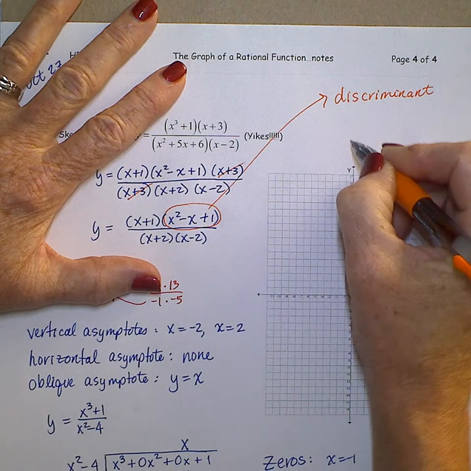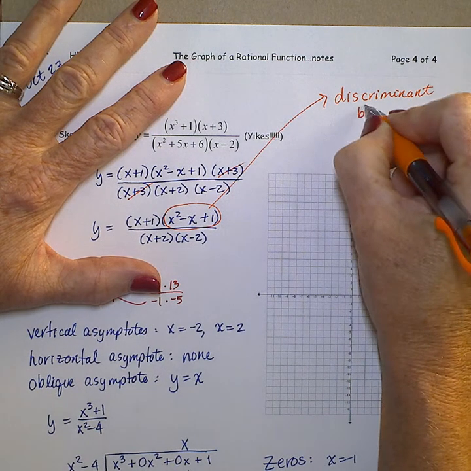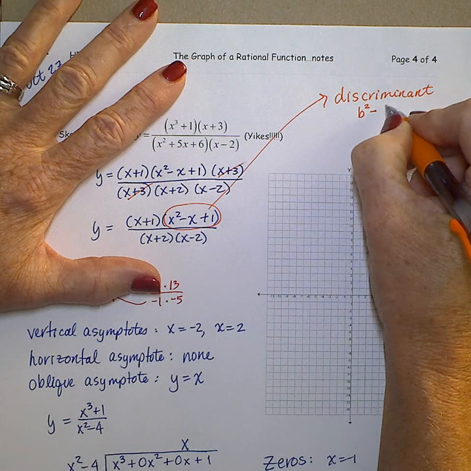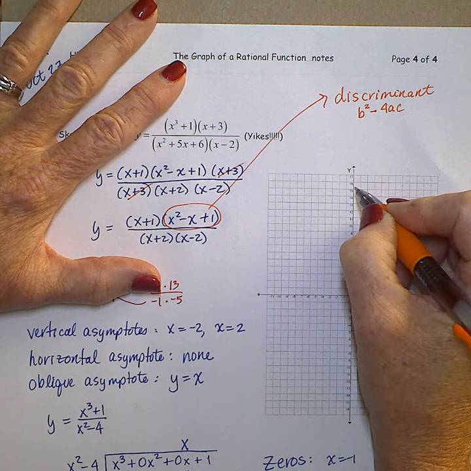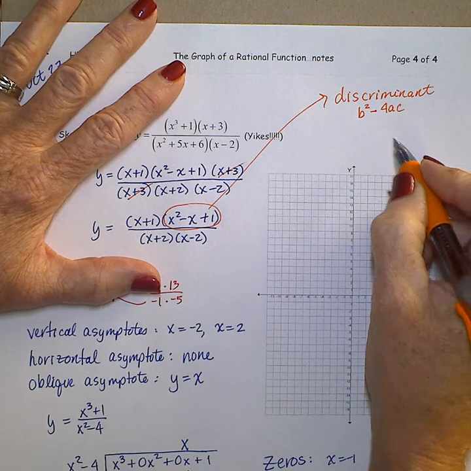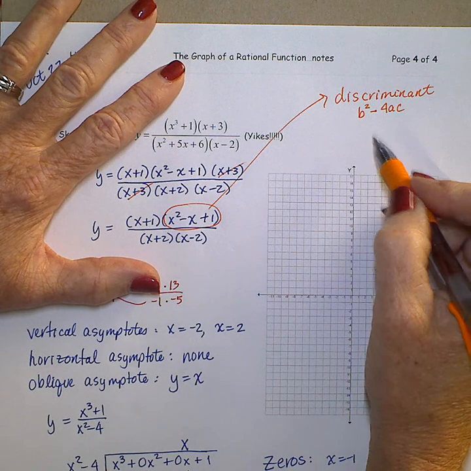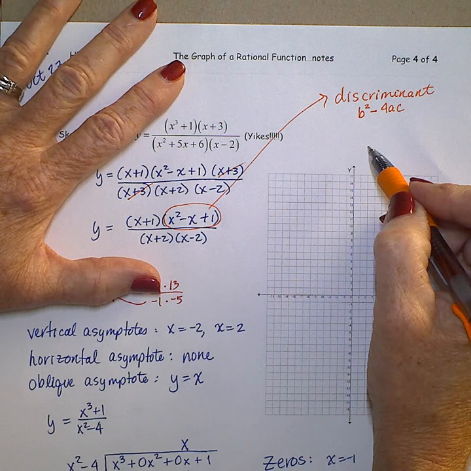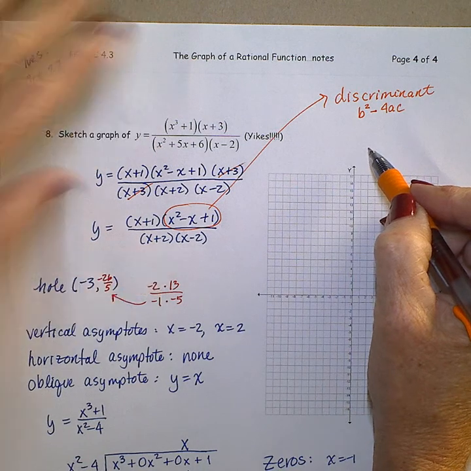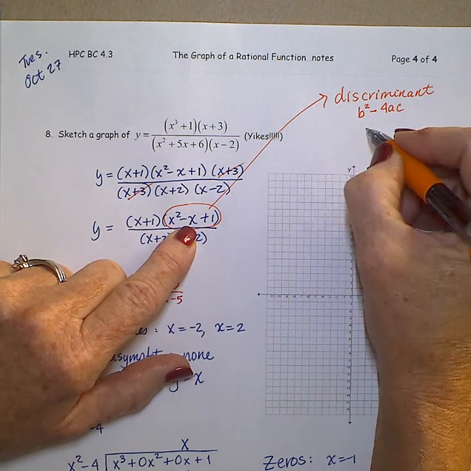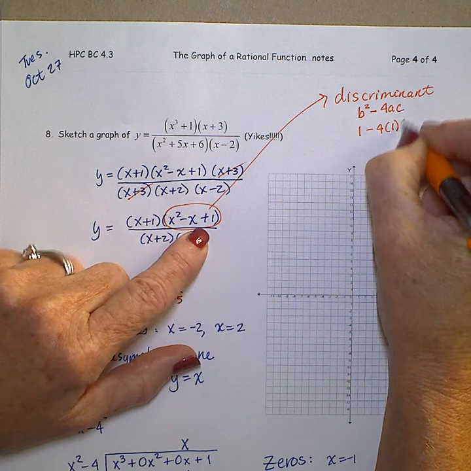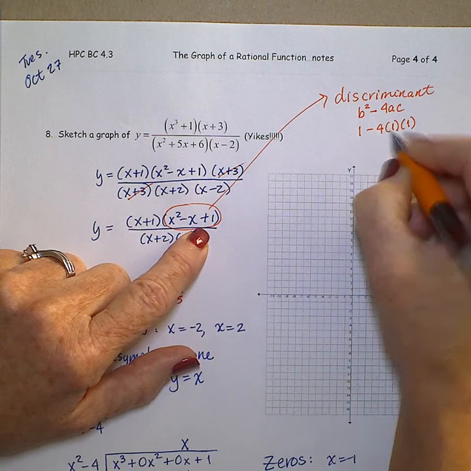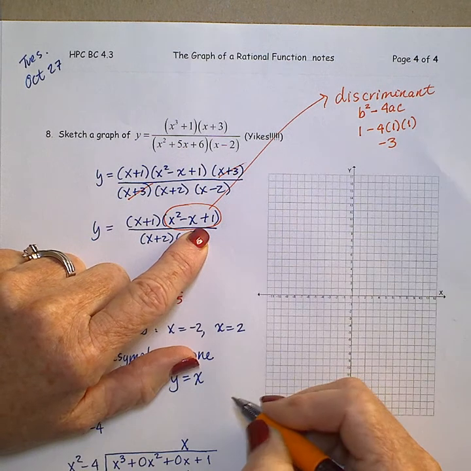Do you remember the discriminant? B squared minus 4ac. We talked about this last week. The discriminant can tell you how many solutions there are and what kinds there are. So let's sub in, this is going to be a negative 1 squared, which is 1, minus 4 times a times c. So our discriminant is negative 3.